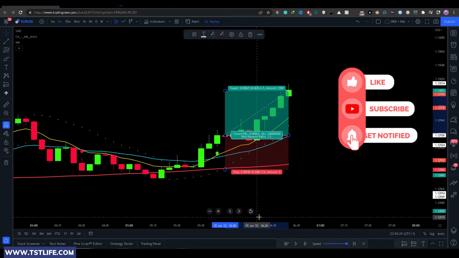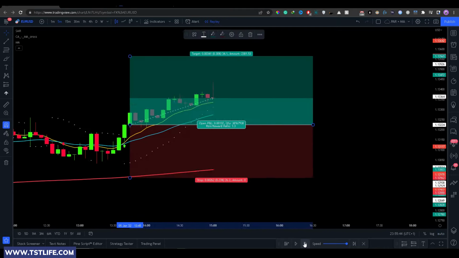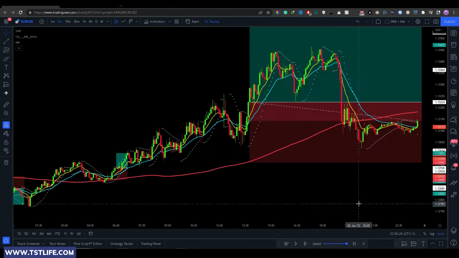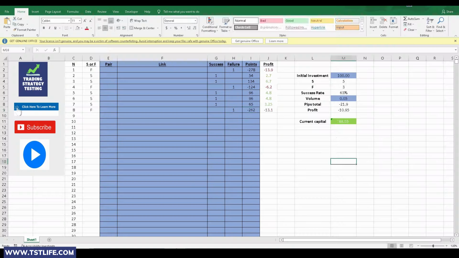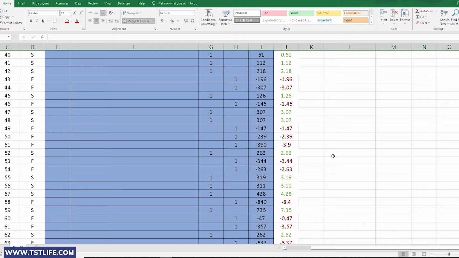Awesome! We have just finished backtesting this strategy. To be honest with you, it was a time-consuming process as the entry signals were pretty small and difficult to spot. Well, these were the results.